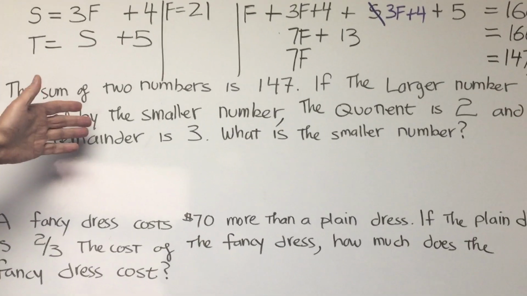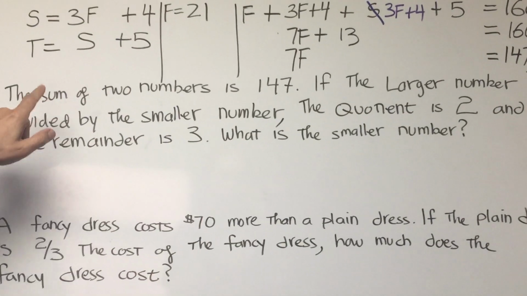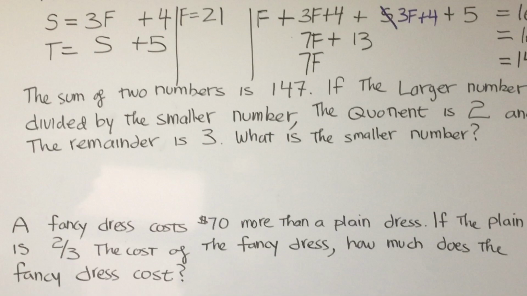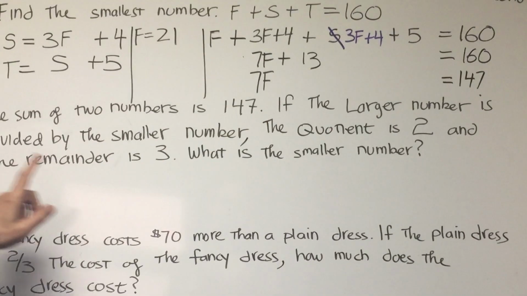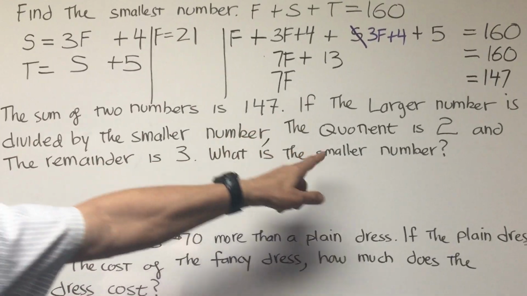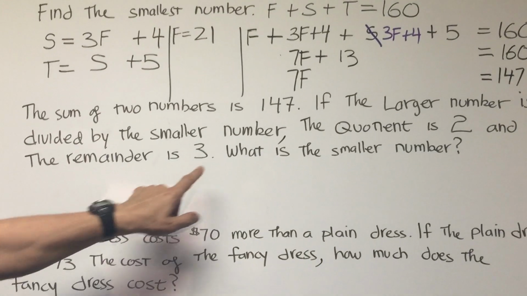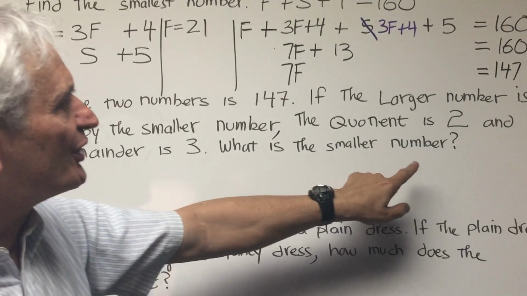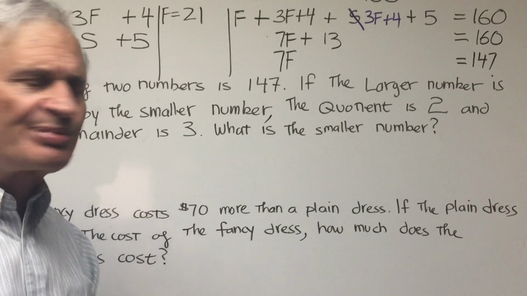Okay. Let's go on to the next problem. Very similar. The sum of 2 numbers is 147. If the larger number is divided by the smaller number, the quotient is 2 and the remainder is 3. What is the smaller number? So it's a different kind of a word problem.